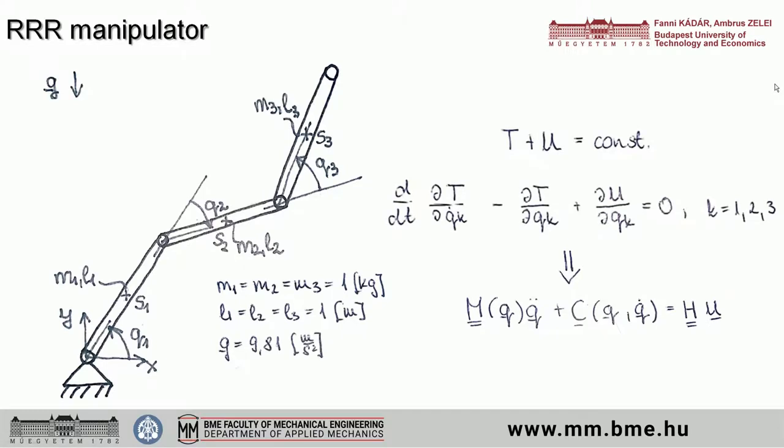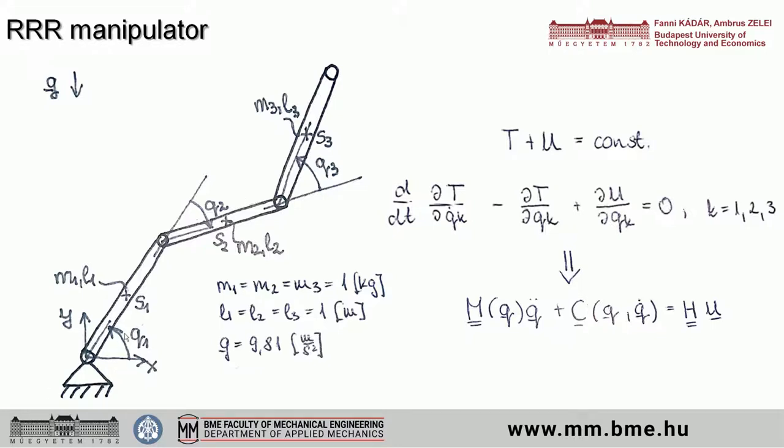Let's consider this RRR 3 degrees of freedom manipulator. There are 3 revolute joints and there are 3 homogeneous prismatic bars with M and L parameters. The equations of motion can be derived easily, for example by the Lagrangian equation of motion.